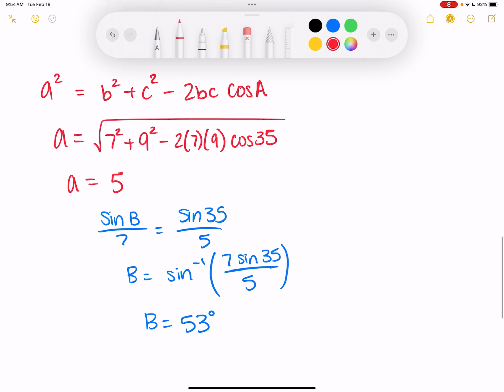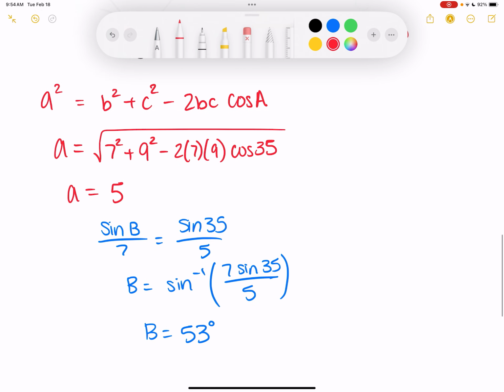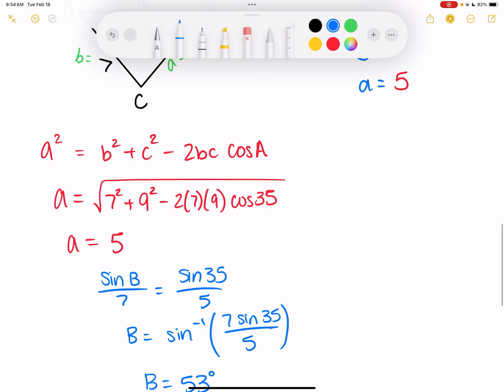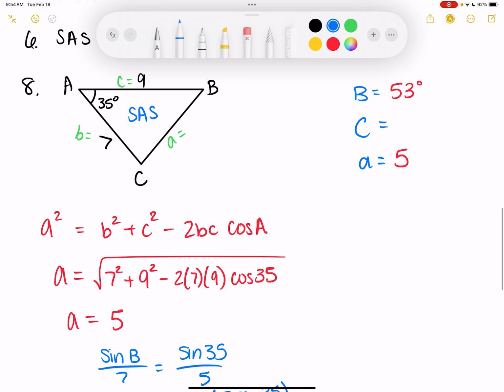So now I need to find angle C, and we can do the sines again, or I could just do 180 minus the 2 angles. Okay, you're right, 110. Oh, never mind. 180 minus 53 minus 35 would be what? 90. It's a right triangle. Whoa, we could have used the Pythagorean theorem on this.